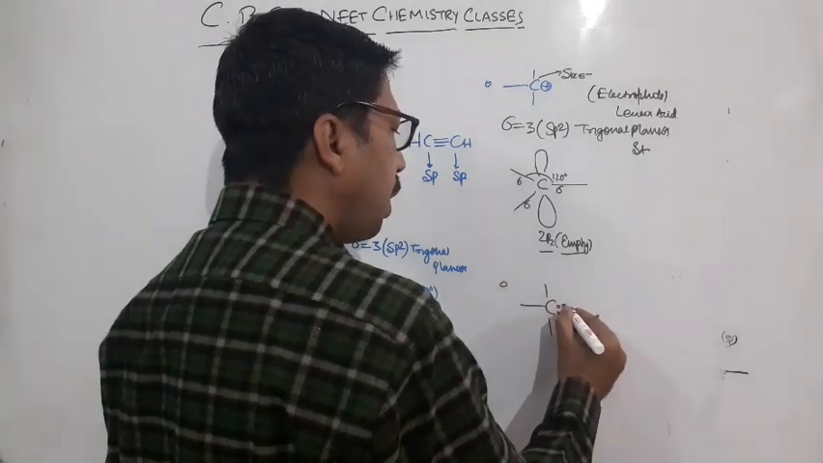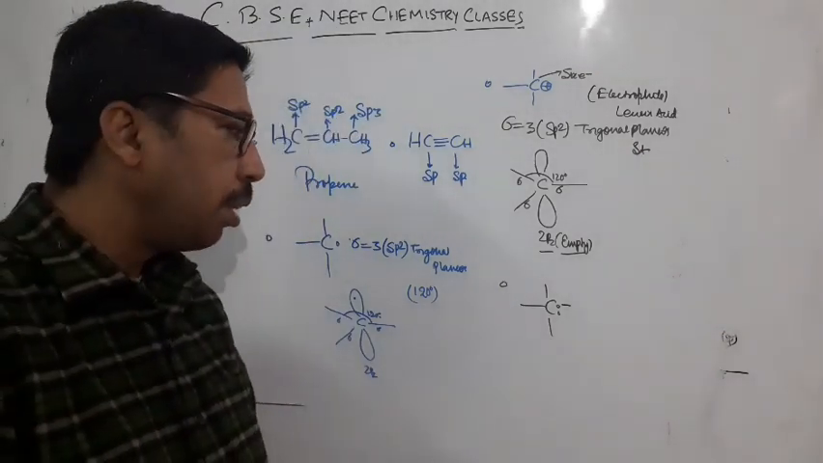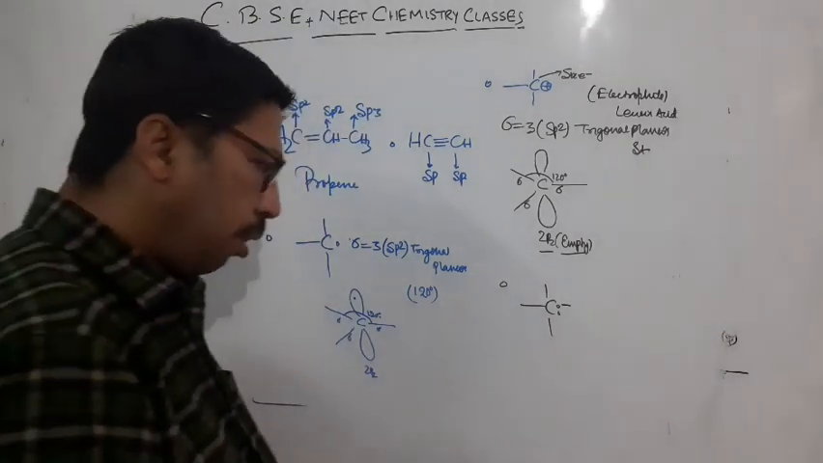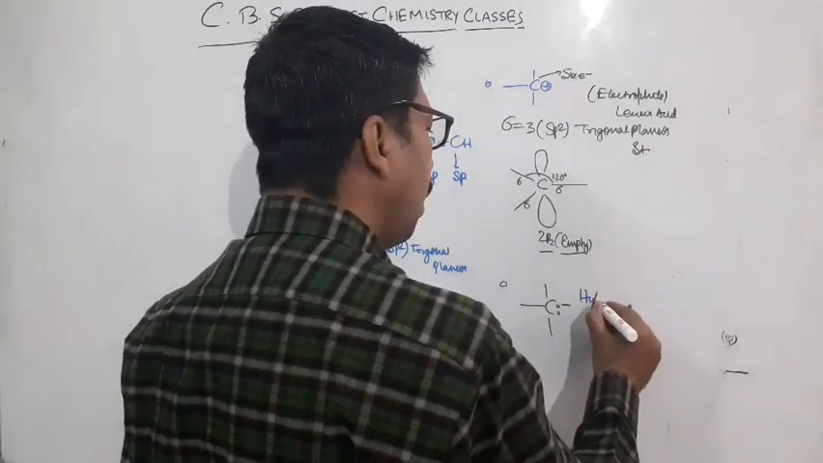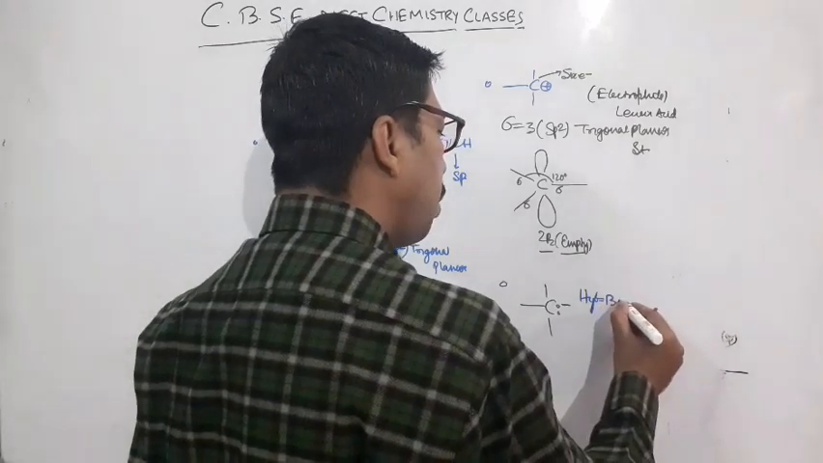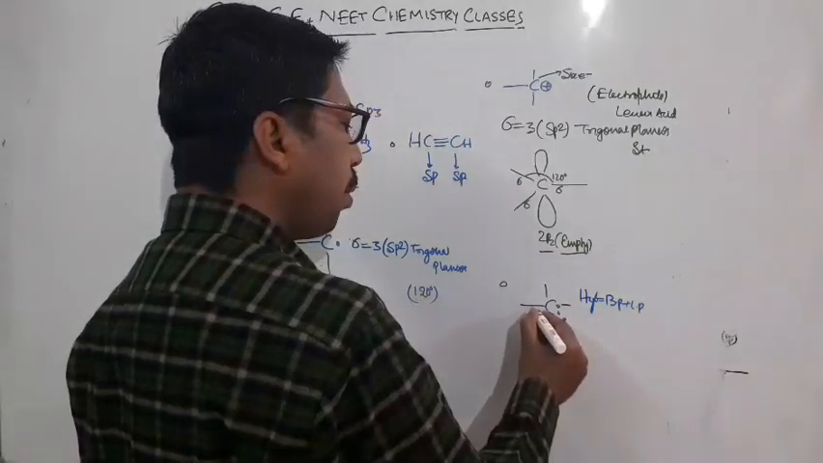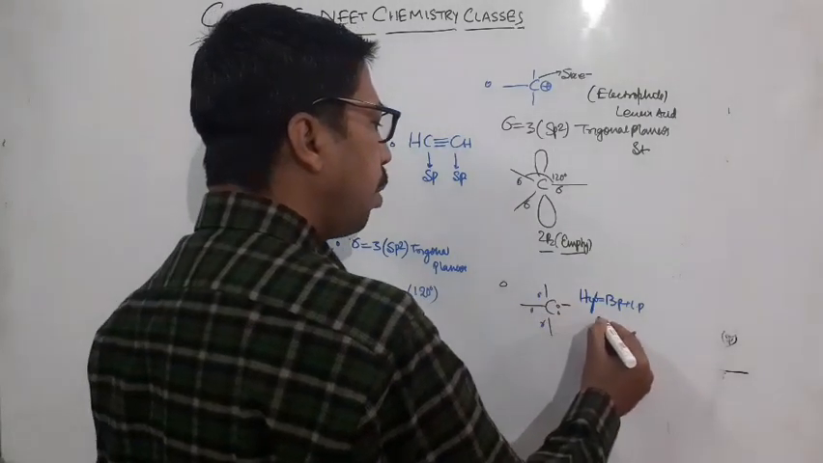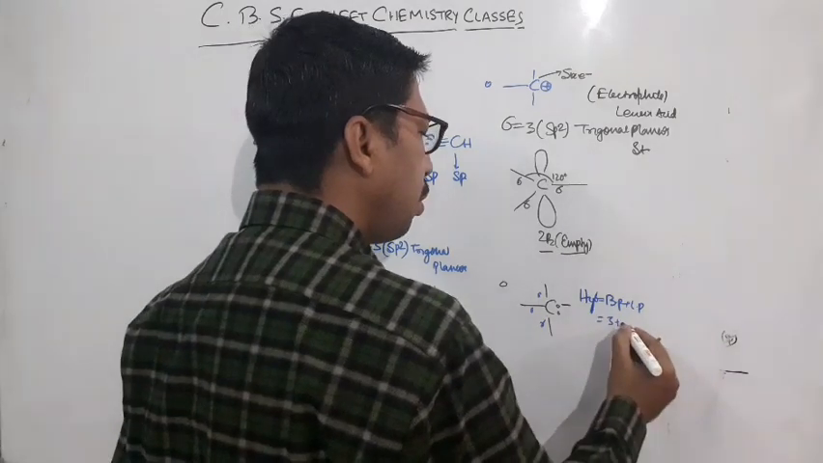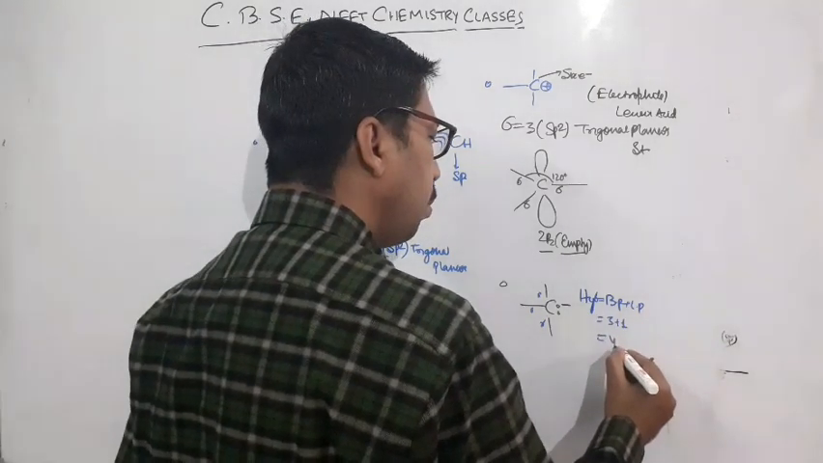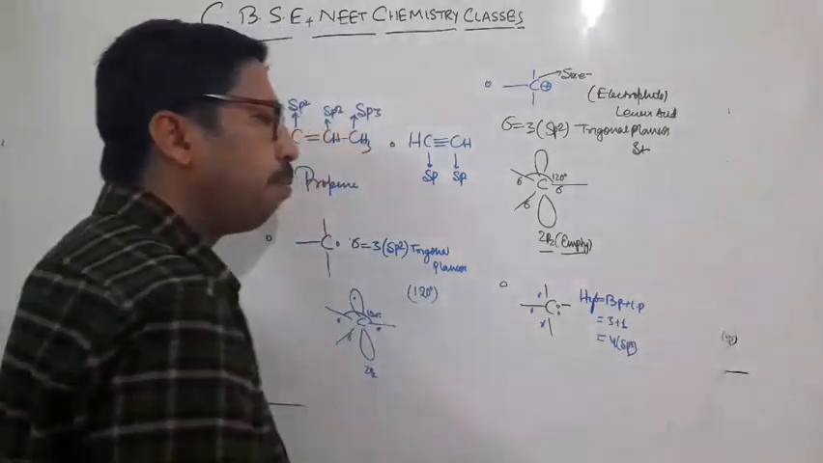When the carbon atom acquires a negative charge with one unshared pair of electrons, then it is said to be a carbanion. Here we can see hybridization, bond pair plus lone pair. There are 3 sigma bonds, so bond pair will be 3, and lone pair, 1 unshared pair of electrons, 3 plus 1, 4, sp3.